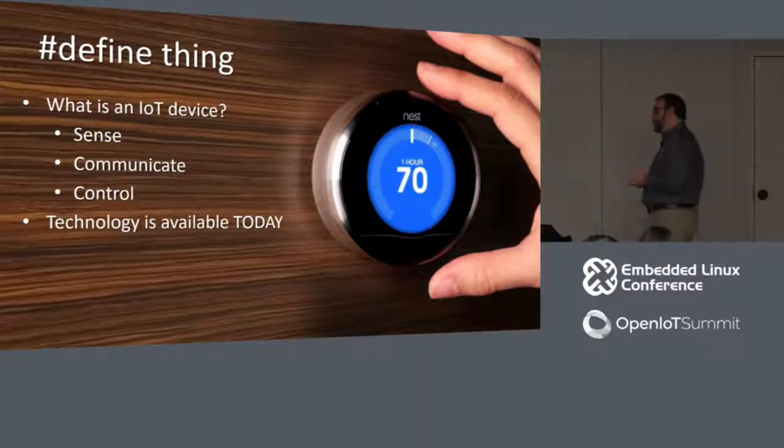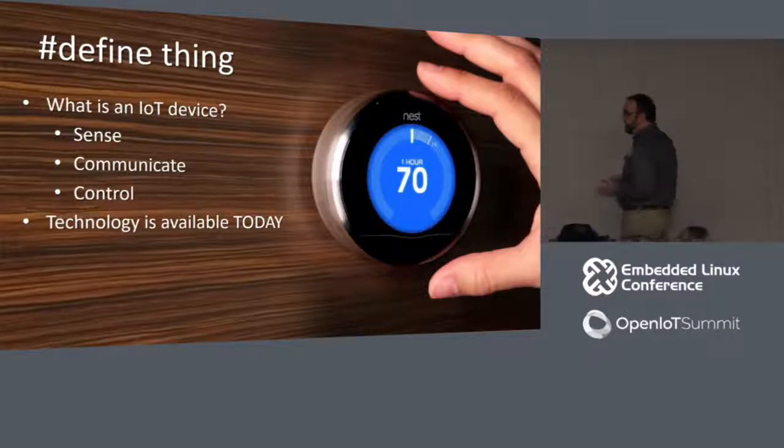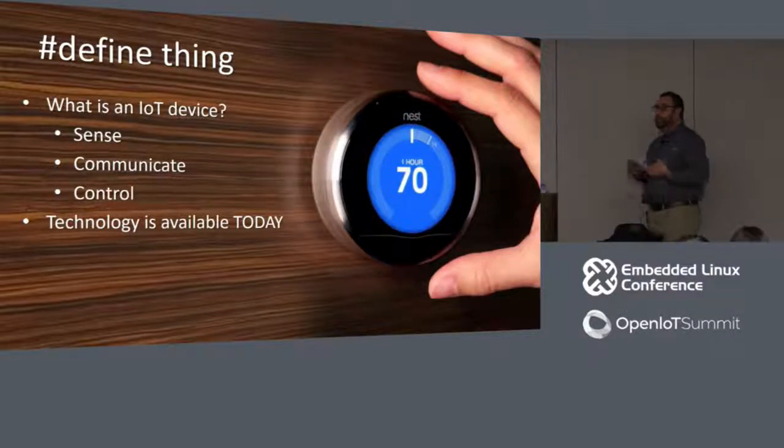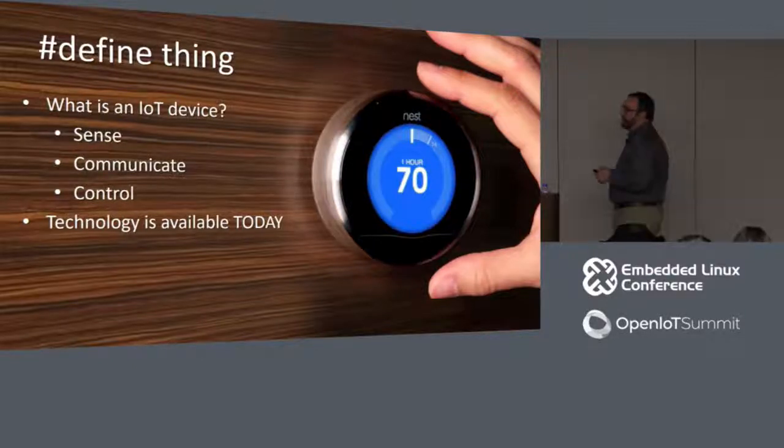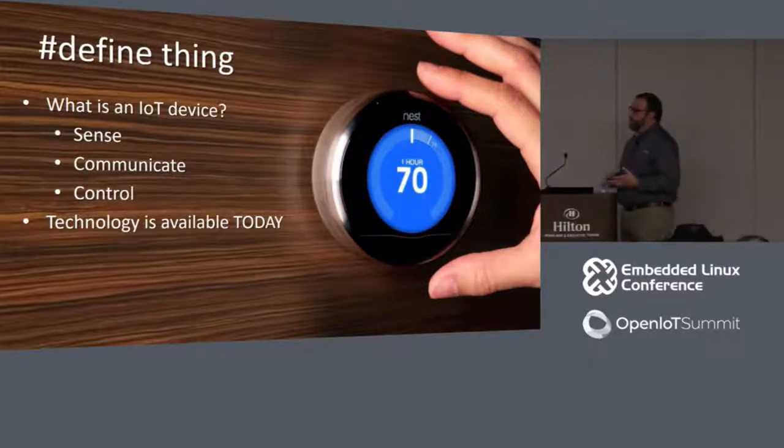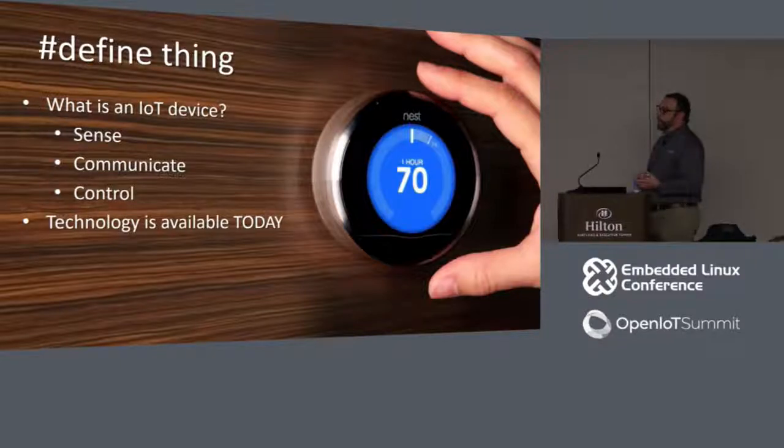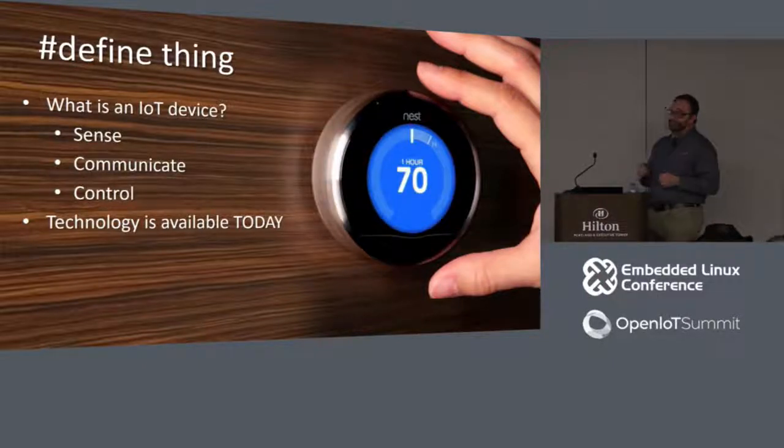Because people throw around this term, Internet of Things thing, all the time. But what the hell is an Internet of Things thing? What exactly is it? It's such a nebulous term. But if you boil it down, and yes, I do realize that the Nest thermostat shows up in every single IoT presentation, there's a good reason for that.